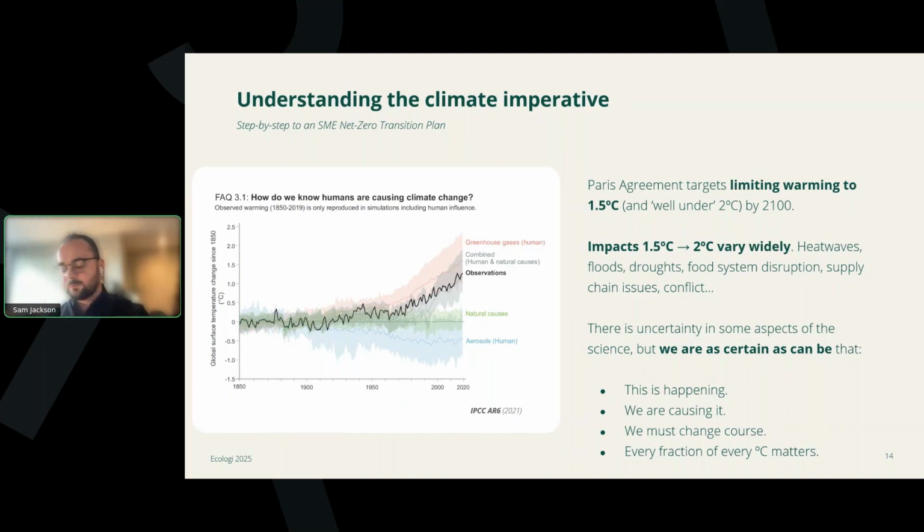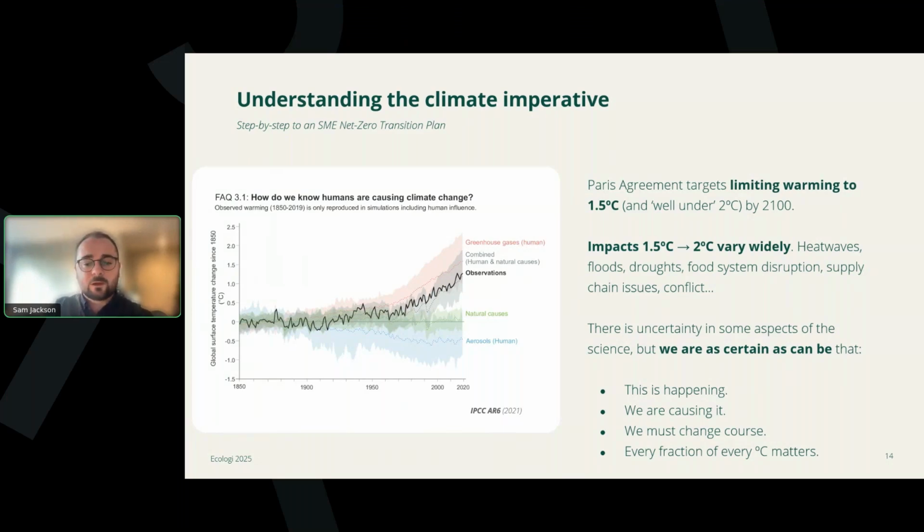But critically, the climate imperative that impacts your business is the fact that the impacts of climate change between 1.5 and 2 degrees vary so enormously. And that means that, albeit there is some uncertainty in certain aspects of the science, there is no uncertainty as to whether this is happening, whether it's us, and whether our actions today will have an impact on it. And so we can be certain, insofar as certainty is possible, this is a thing that's happening. We are causing it. We have to change course. And crucially, that last piece at the bottom is most relevant for getting started on a transition plan, which is every fraction of every degree matters.